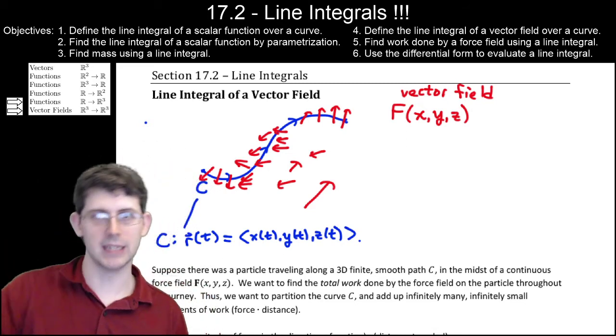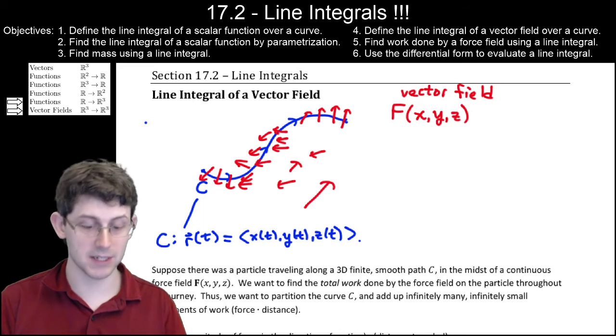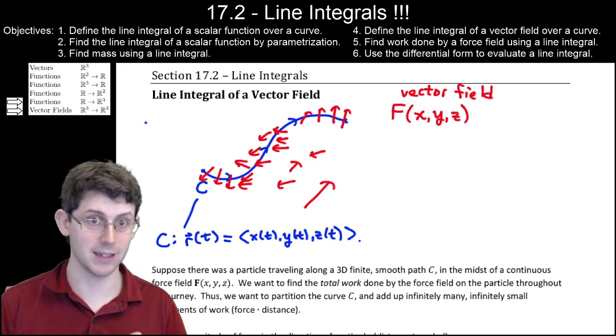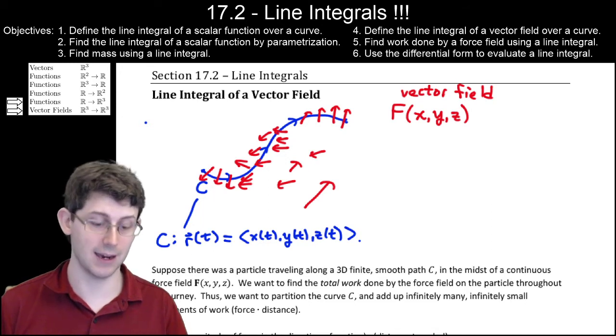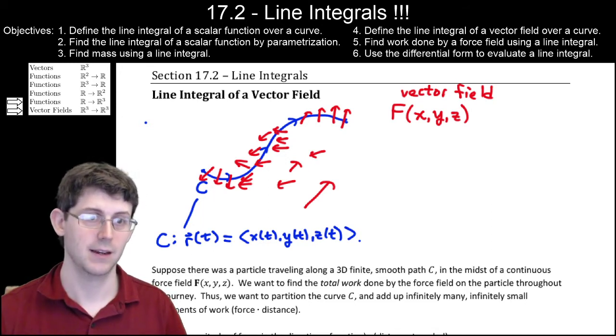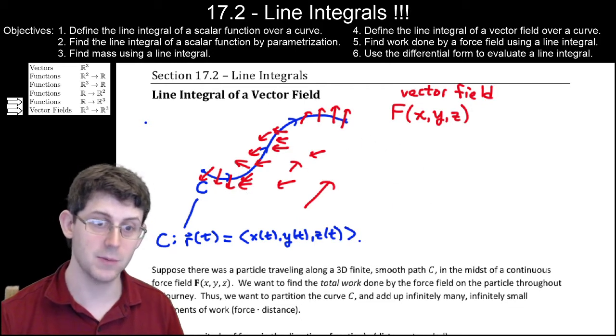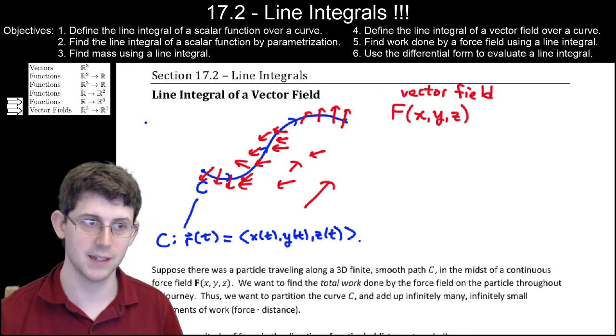It's a path through space, which is a function that takes numbers as input and output is a point in space, and a vector field, which takes input of points in space and outputs vectors in space. And the question is, what's the total contribution of the vector field?